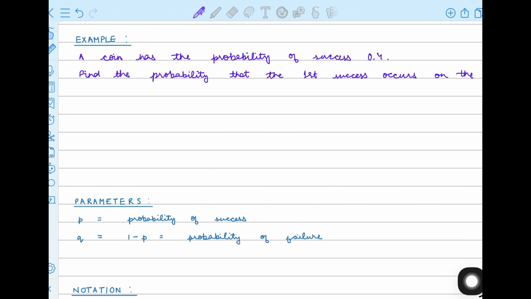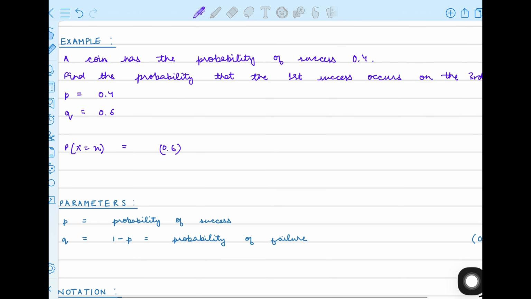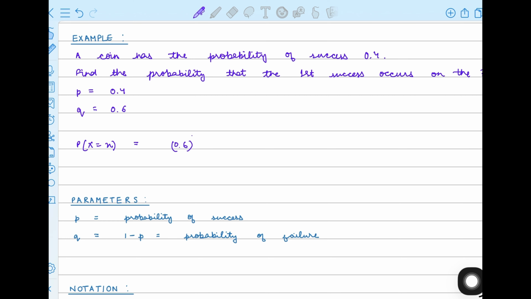Now, solving the question, we first identify the values of the parameters. The probability of success is given as 0.4, therefore the probability of failure will be 0.6. So we start by taking the probability of failure raised to the number of times the failure has occurred. Since the question says that the first success occurs on the third trial, it means until the third trial there was no success. So, the person has failed the first 2 times and succeeded in his third attempt.